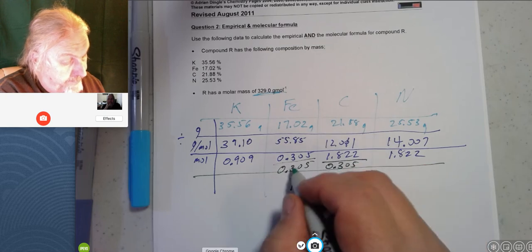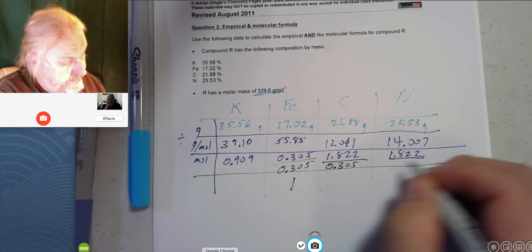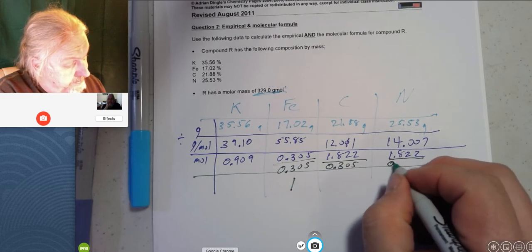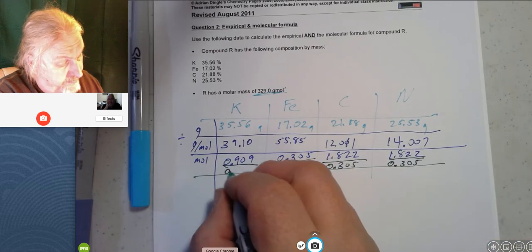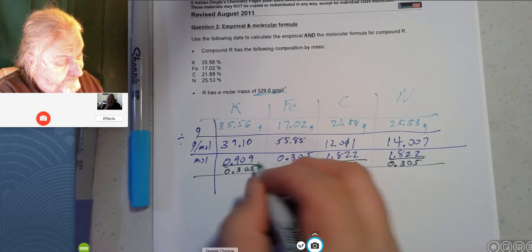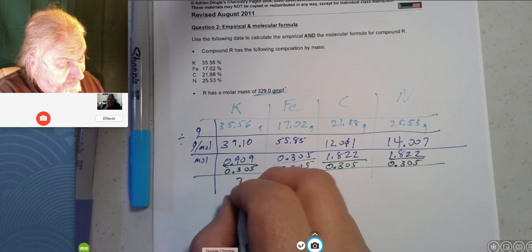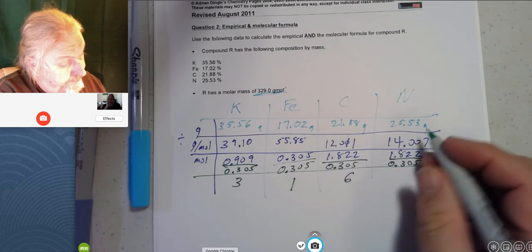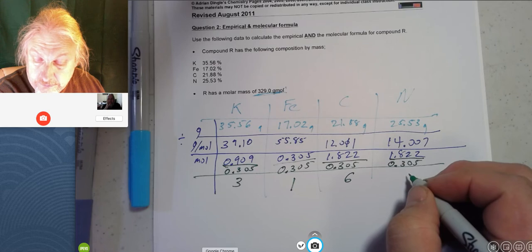If we divide something by itself, it's going to be 1. There's a math property by that name, but I can't remember it right now. We have to divide everything by 0.305. So this is what I got. Dividing the potassium gives about 3, close enough that I can round. I've got 6 carbon and 6 nitrogen.